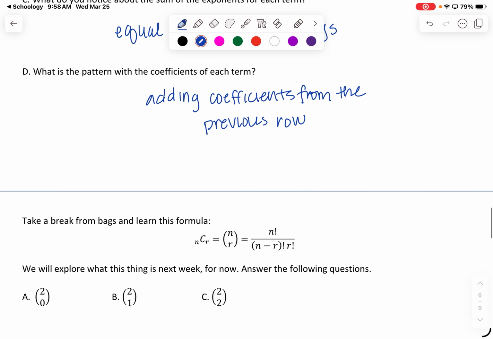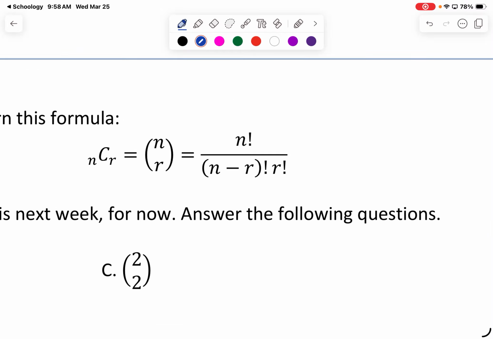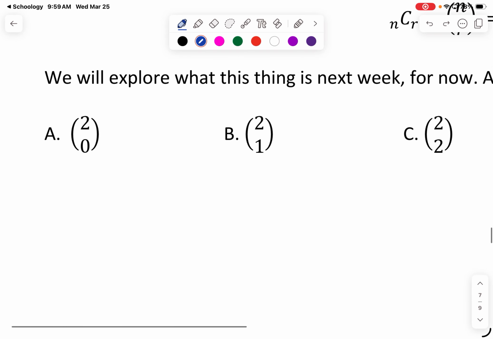All right, now it says let's take a break from this for a second just to do this right here. So let's take a break from the bags to learn this formula. So this formula says nCr, which is n number of objects choosing r at a time. You could also write it like this. And to evaluate it, what you're going to do is take n factorial, so the number of objects, factorial, and then divide that by the number of objects minus r times r factorial. Okay, so you'll see the pattern very shortly. If the formula looks confusing, you'll see it right when we do it here.